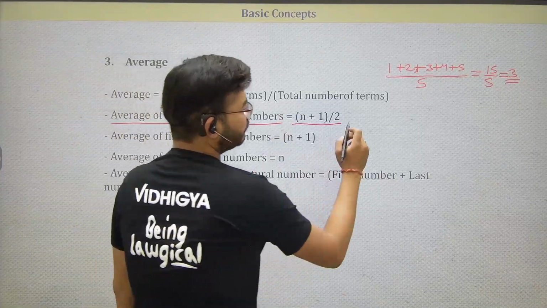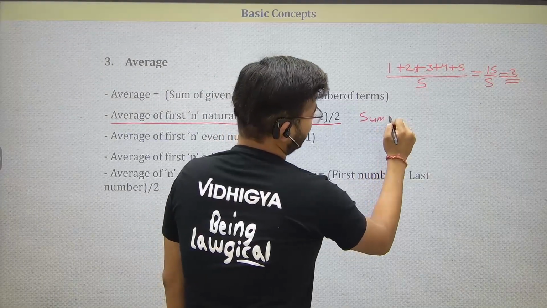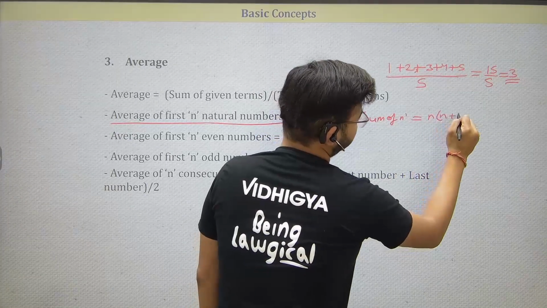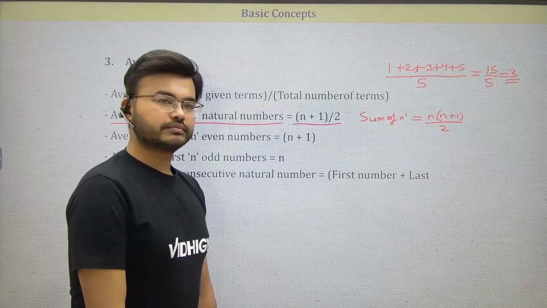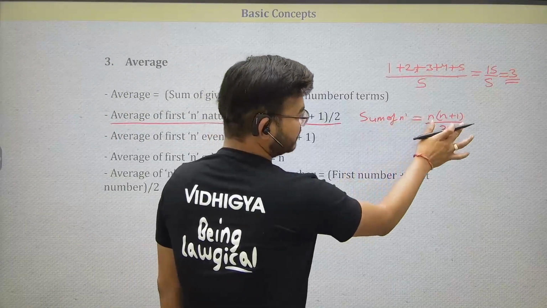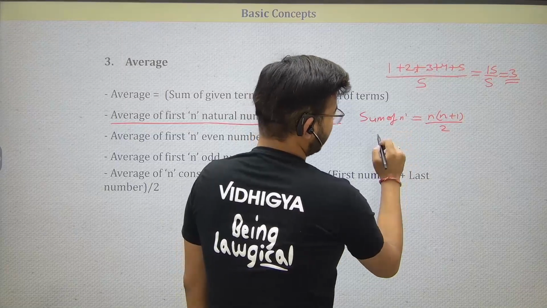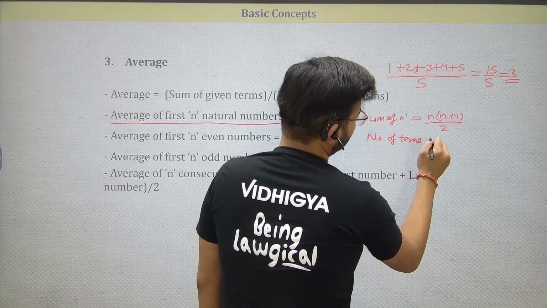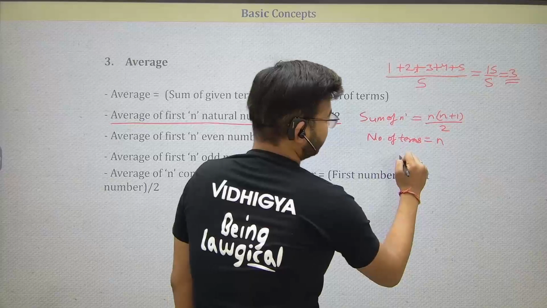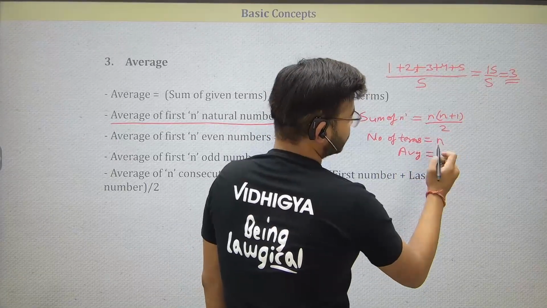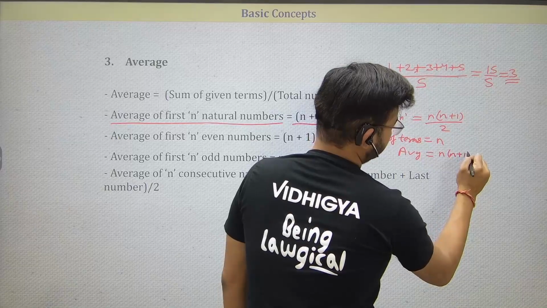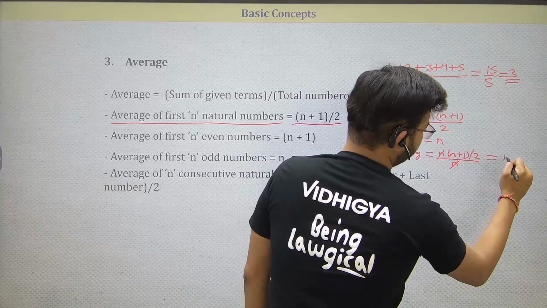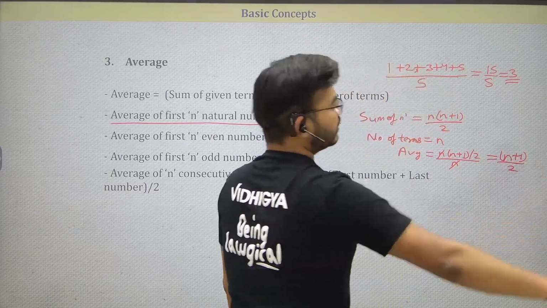Now we know that the sum of the first n natural numbers is given by n into n plus 1 by 2. Okay, so this is the sum of the first n natural numbers, and the total number of terms is n. So the average will be the sum divided by the total number of terms. That will be n into n plus 1 upon 2 divided by n. So n and n will get cancelled out. So the average will be n plus 1 upon 2.